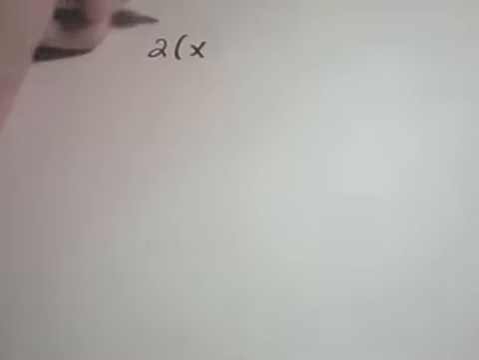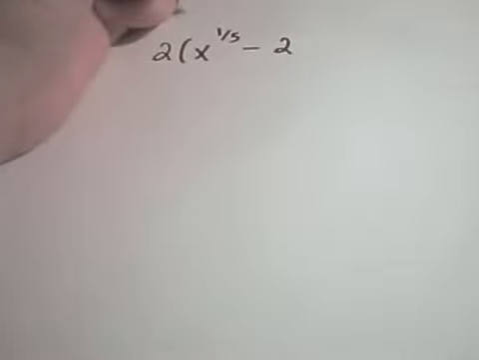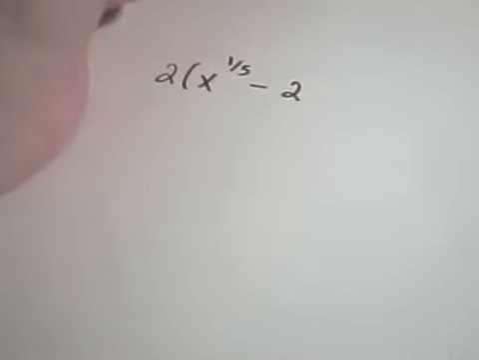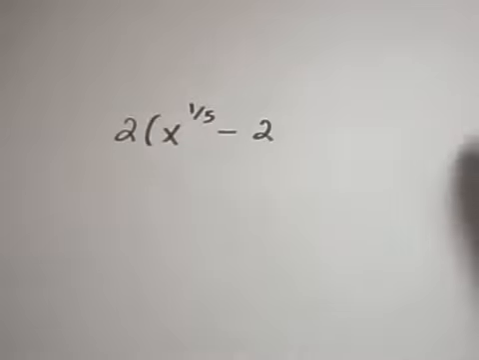Let's do maybe 2 more here. Suppose we have 2 times x to the 1/5 minus 2 equals 0. Whoops.